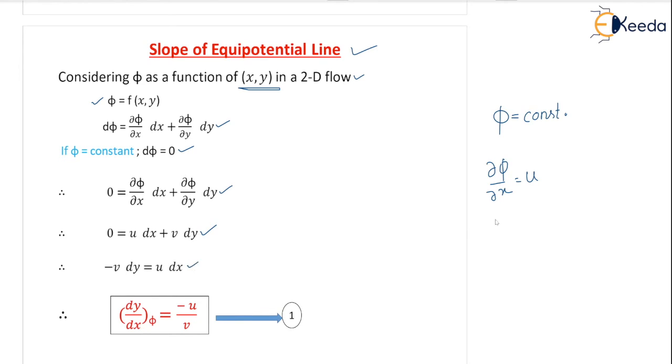I want to find the slope. What is slope? Slope is dy by dx. Because we are finding it for phi, I'll write phi here. So dy by dx for phi equals minus v by u. Sorry, minus u by v. So this is the slope of the potential line, that is, dy by dx for phi equals minus u by v. In the same way, we are also going to find the slope of the streamline in the next slide.